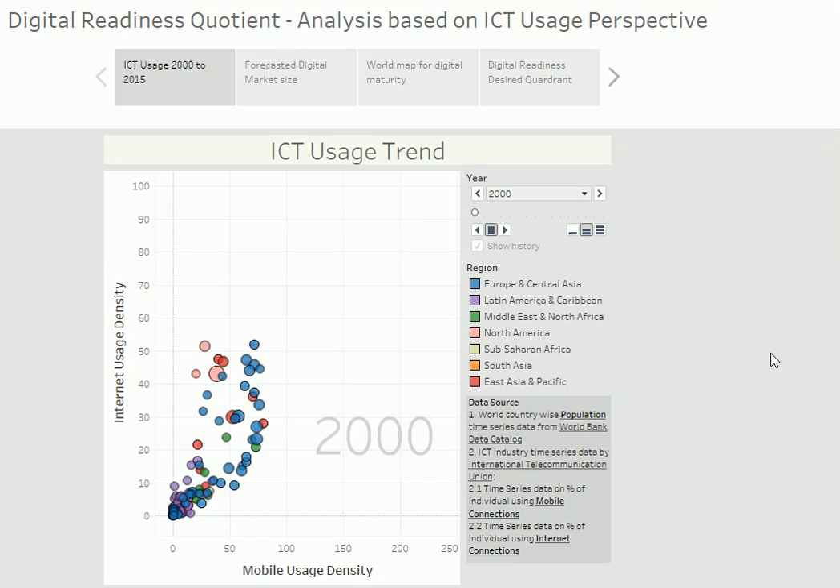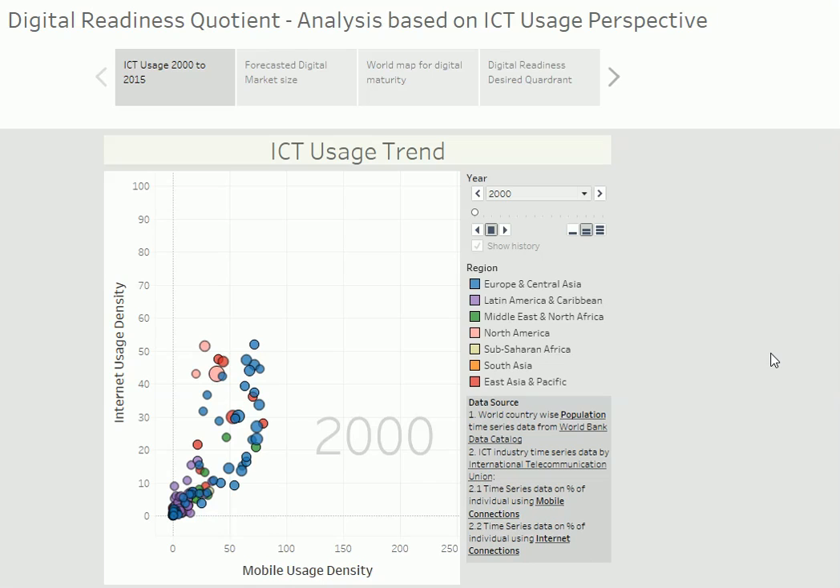So in order to do that analysis, I have sourced the data from two sources. One of the data that I needed is the world population data that I have sourced from the World Bank data catalog. And the other data is the ICT, or the information communication technology usage data, and that I have sourced from the International Telecommunication Union, ITU.